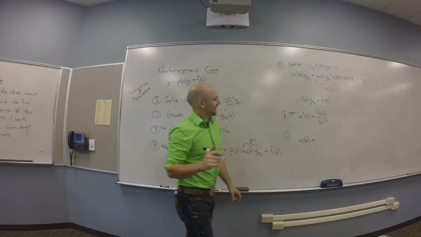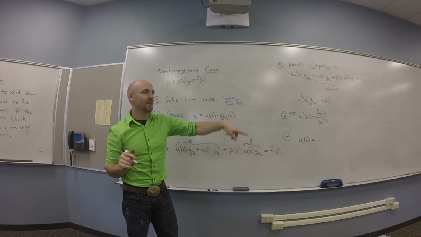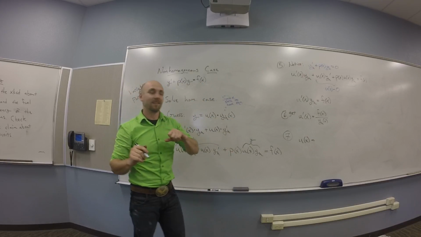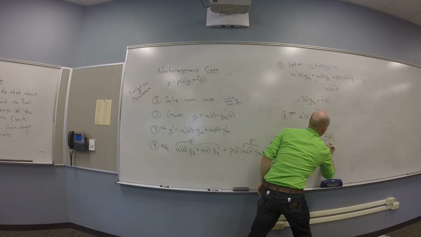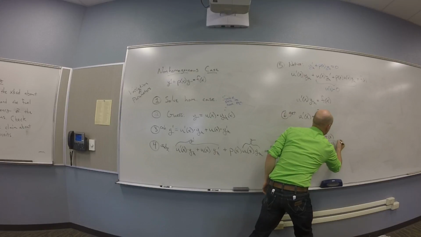Wow. Okay, so if you want u of x, how do you get u of x? You integrate f of x divided by yh of x dx, right?